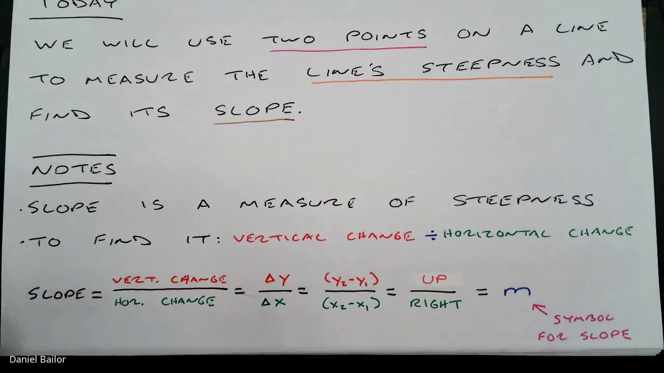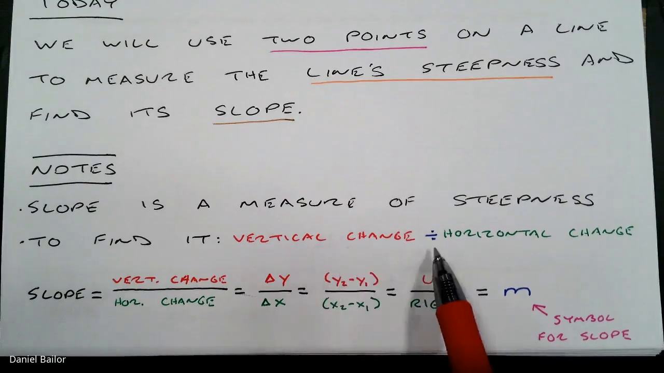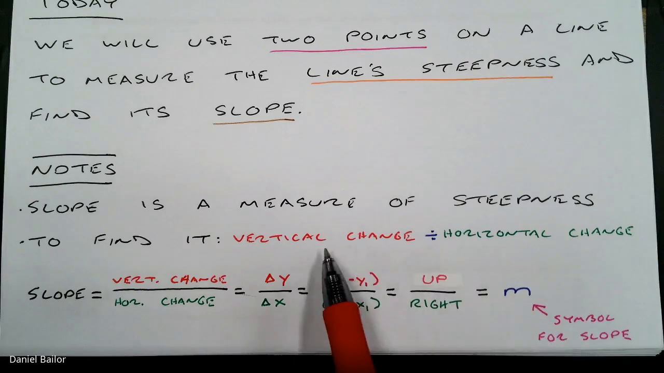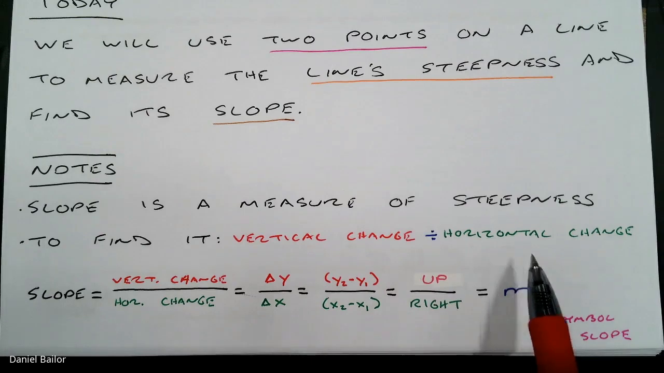First, a reminder, slope is a measure of steepness. And to find slope, you need to do the vertical change divided by the horizontal change. How a line changes vertically, and remember, vertically means, from our other lessons, up and down. So up and down change divided by horizontal change. Remember, horizontal means left and right. So it's really up and down divided by left and right. That's how we find the slope.